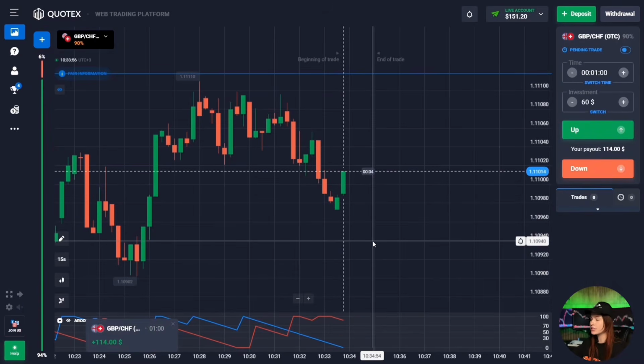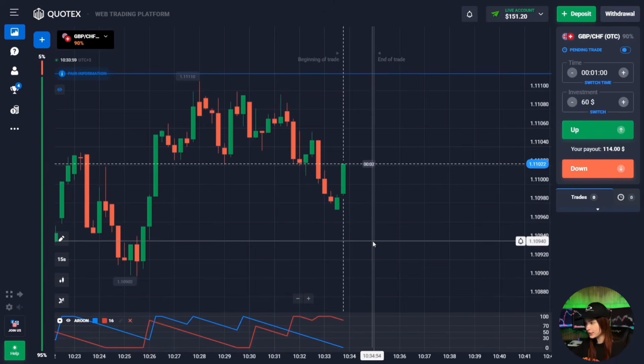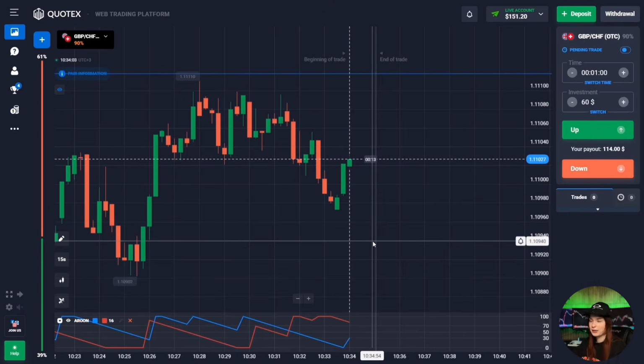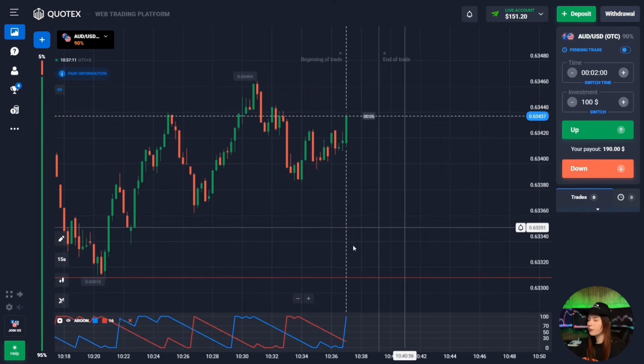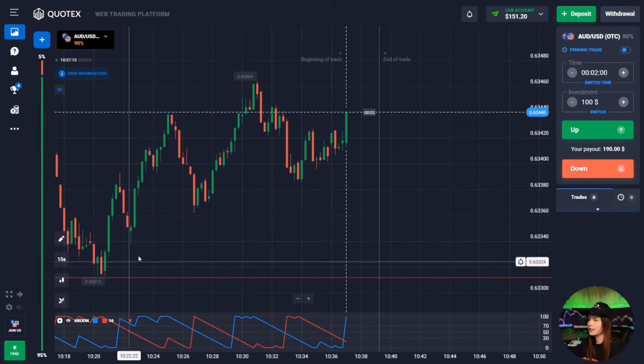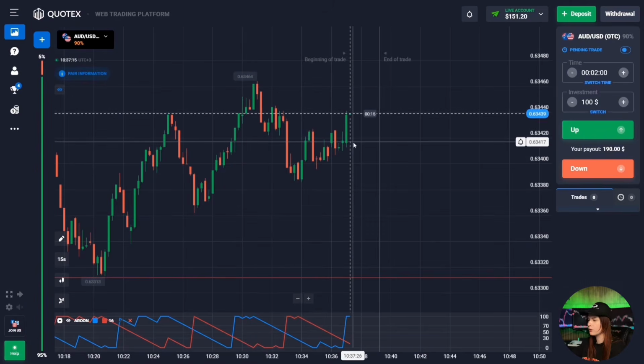As you can see, the price showed a decline. Our deal closed below the entry point. This allowed us to make a profit here, and let's continue our trading session. Guys, as you can see, the price bounced upward from the support level and is currently showing growth.